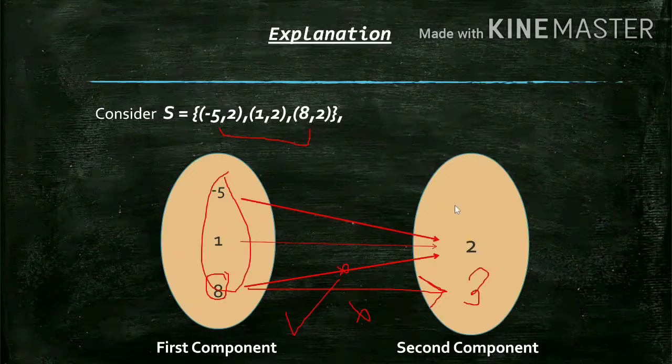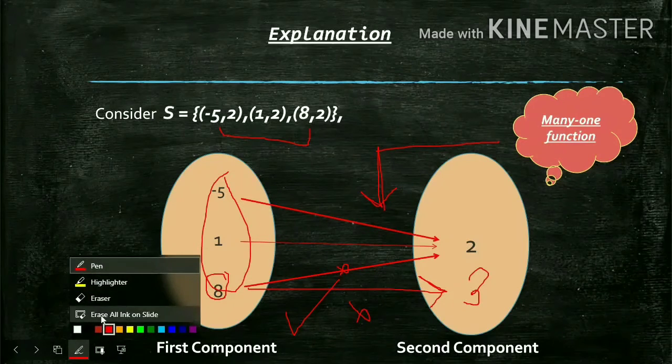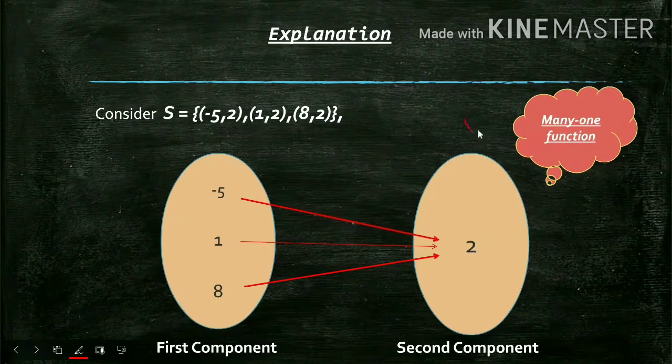Basically, you may have learned these things earlier. That's why I'm telling you. And this is basically a named function. This is named as a many one function. Right? A many one function. Now, can you tell why it is called a many one function?